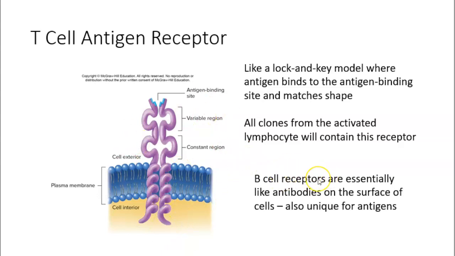B cell receptors are essentially antibodies on the surface of the cells. And again, they are going to be unique for antigens. So every clone of a particular B cell will have that same receptor on its surface that's an antibody.